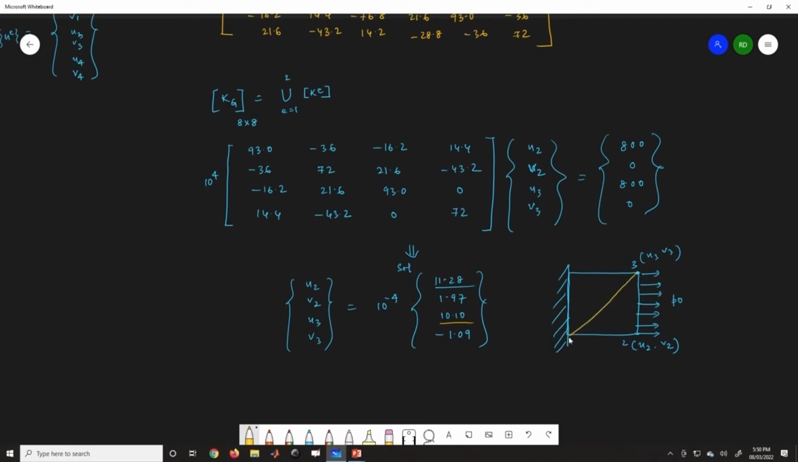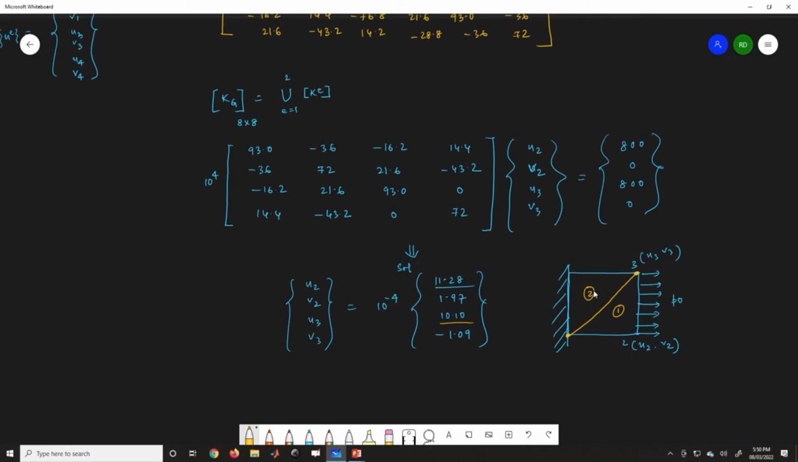Mesh plays an important role in the finite element solution. So this is the mesh, this is the mesh. This mesh is not a symmetric mesh, and this is why we have the problem here. Now this is the overall procedure of finding out displacement.